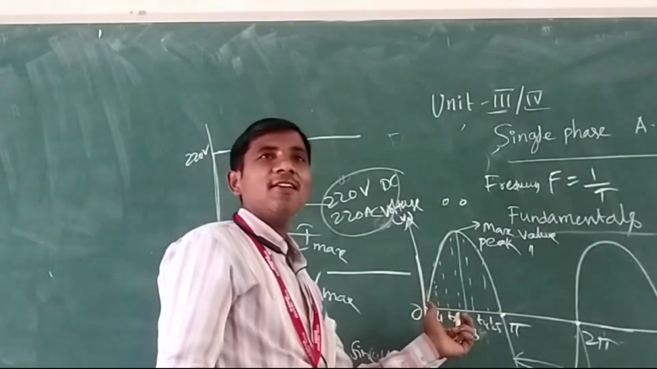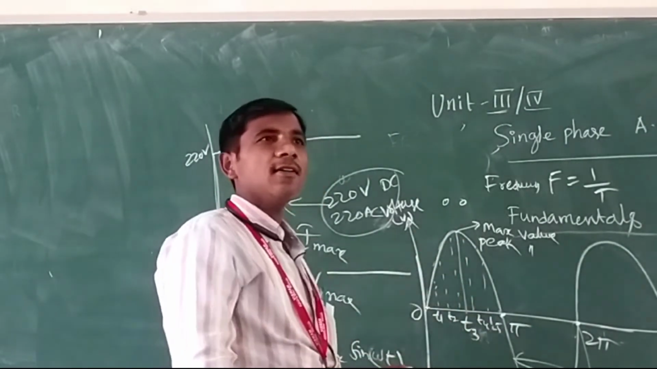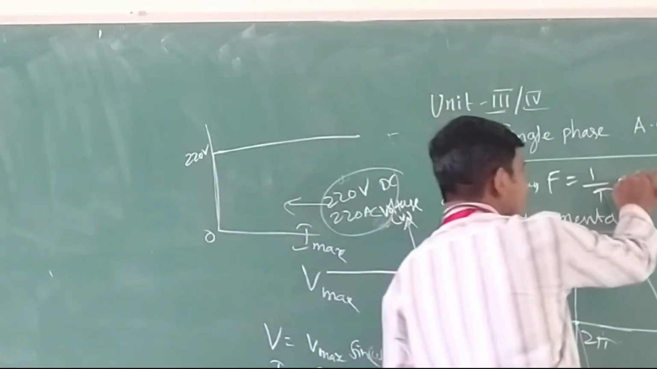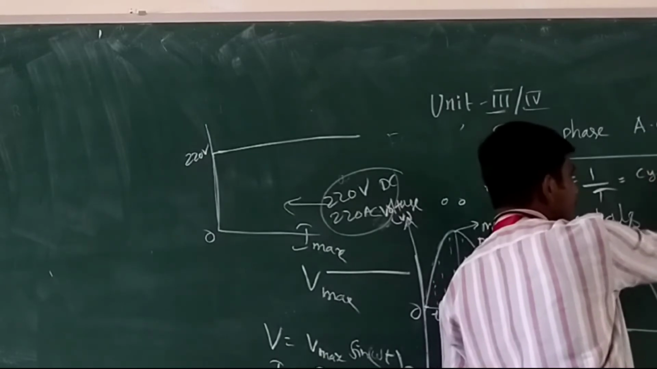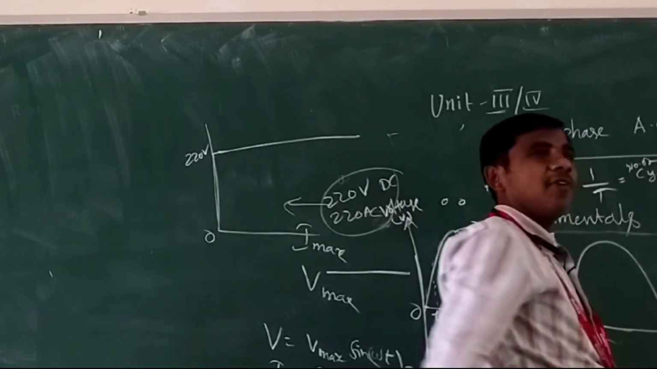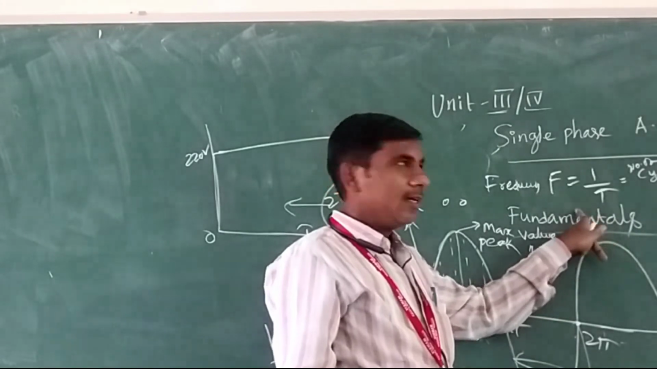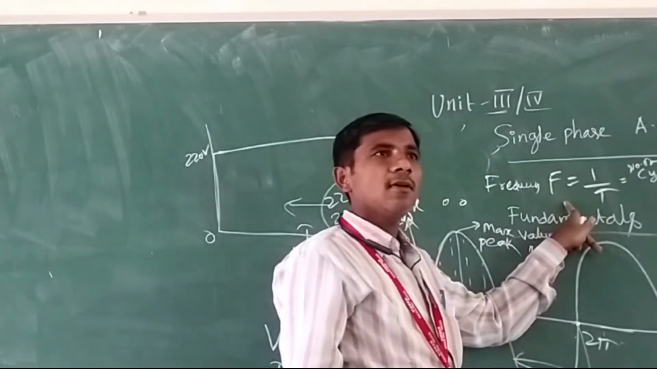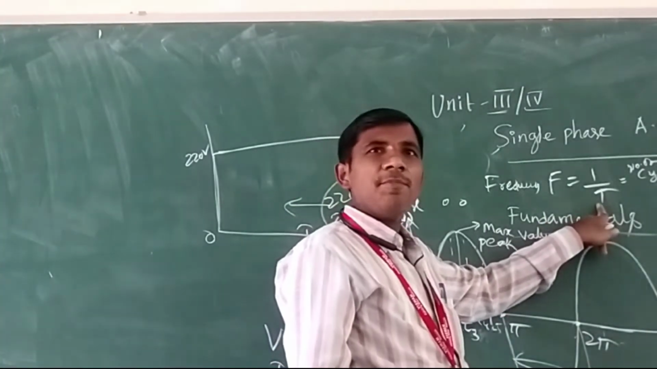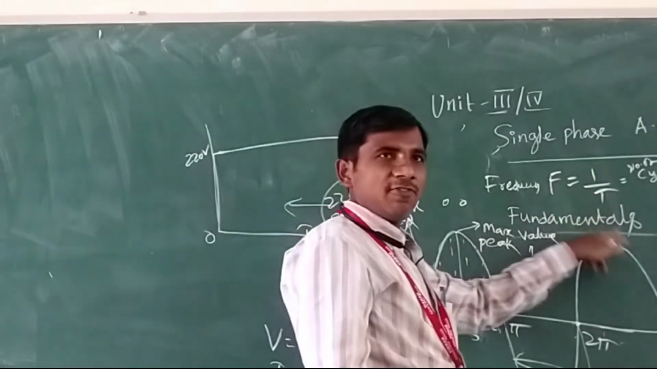I told you in the first unit the definition of frequency. The number of cycles per second is called frequency. The frequency can be calculated by F equal to 1 by T. It is the formula to calculate frequency. If you know frequency, you can calculate time period: T equal to 1 by F.